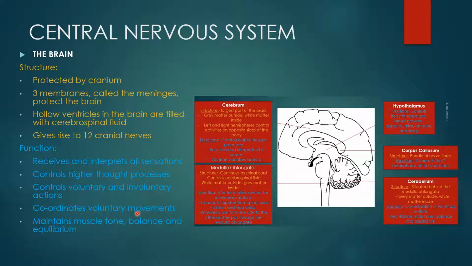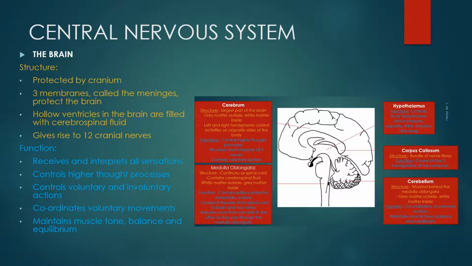Coordinates voluntary movements, which we said was different to controls, and the cerebellum coordinates the voluntary movements and then maintains muscle tone, balance, and equilibrium, and that's the cerebellum. So these two are solely the cerebrum, these two are the cerebellum, and this one is the cerebrum for controls voluntary and the medulla oblongata for controls involuntary actions.